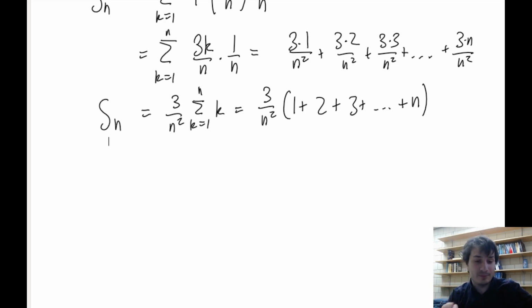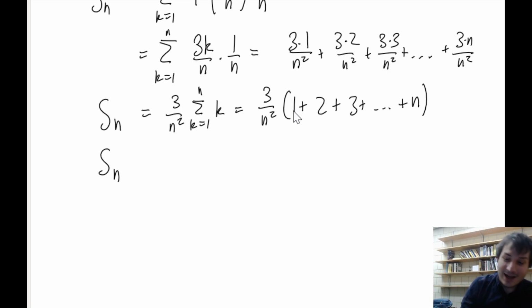Now, how are we going to do that? This is an amazing trick that I love. I think this was the first trick I saw. I think I was in grade 2 or something. And this is the moment that I fell in love with math, was this trick right here. What you do is you take the sum and you write it backwards. So Sn is 1 plus 2 plus 3 plus all the way up to n.